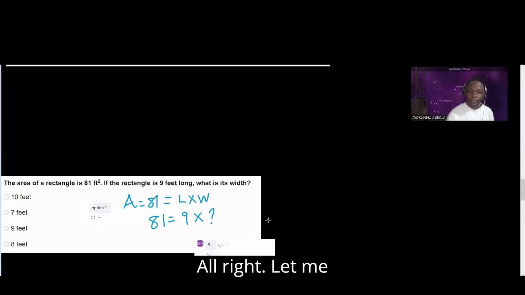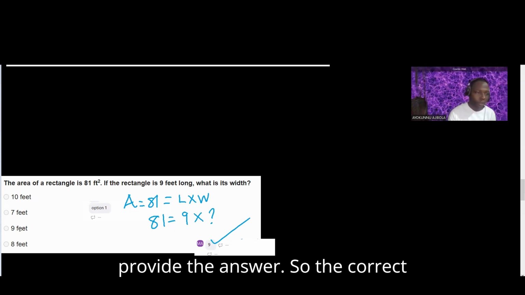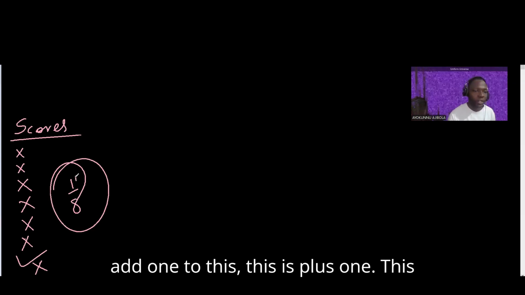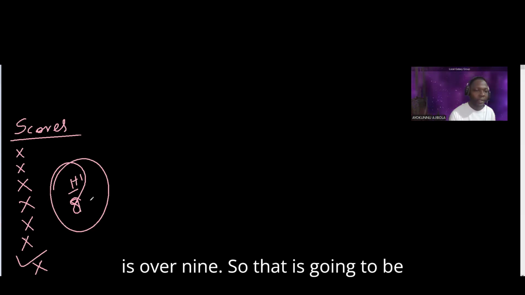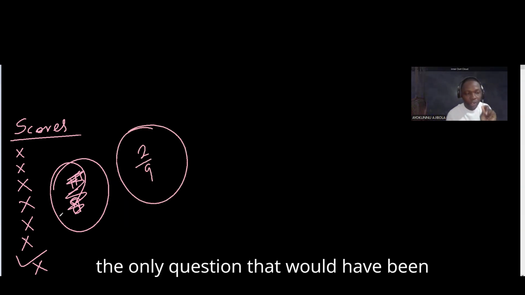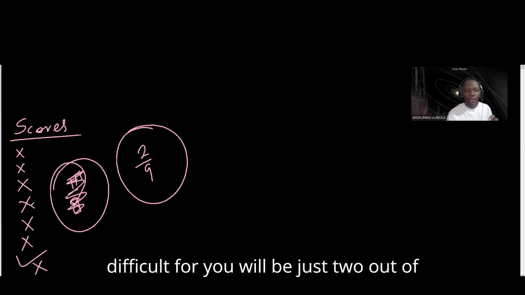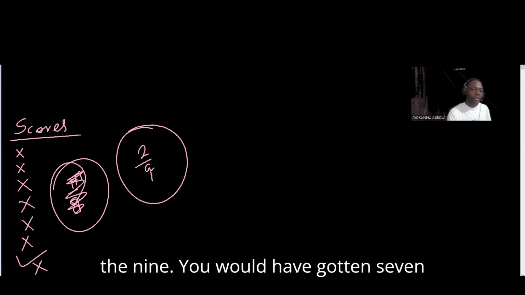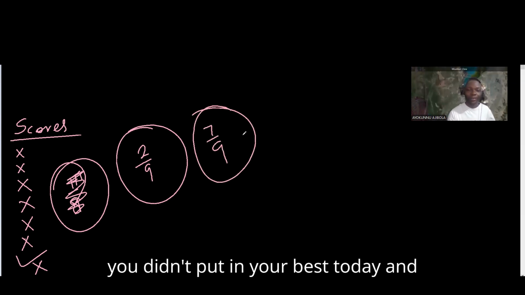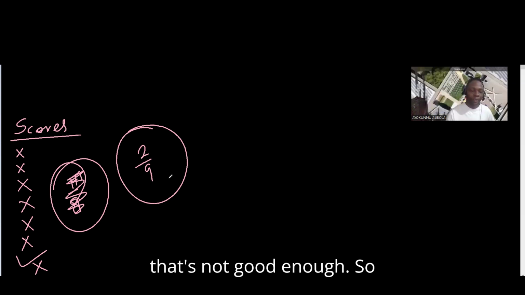All right. Let me mark it for you since you're able to provide the answer. So the correct option is this one. I'm going to add 1 to this. This is plus 1. This is over 9. So that is going to be 2 out of 9. I know the only question that would have been difficult for you will be just 2 out of the 9. You would have gotten 7 over 9 if you put in your best. But you didn't put in your best today, Miguel, and that's not good enough.